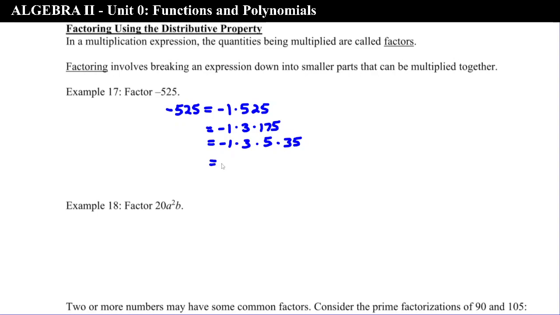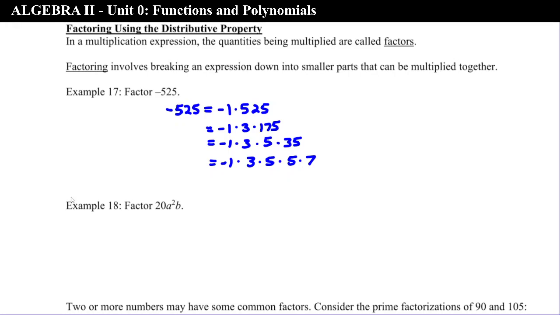Well, now we're to the point where we know that 35 can be broken down one more time because it's 5 times 7. And 5 and 7 are both prime numbers. So that is the factorization of negative 525. Negative 1 times 3 times 5 times 5 times 7.